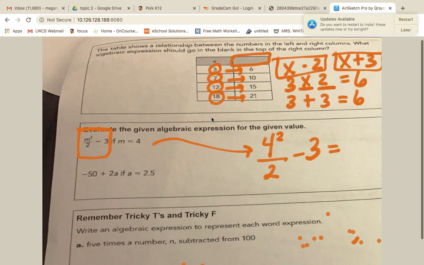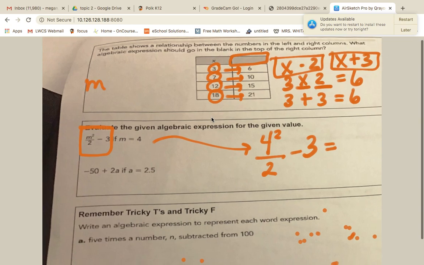Now some problems might even put a couple M's in there. So always be ready for that. And if they did put 2 M's in there, and it was like a long problem, they could do something like this. M over 2 plus 3M. They could do something like that. Well, it doesn't matter if you have 2 M's, you would still plug in 4 every time you saw an M.